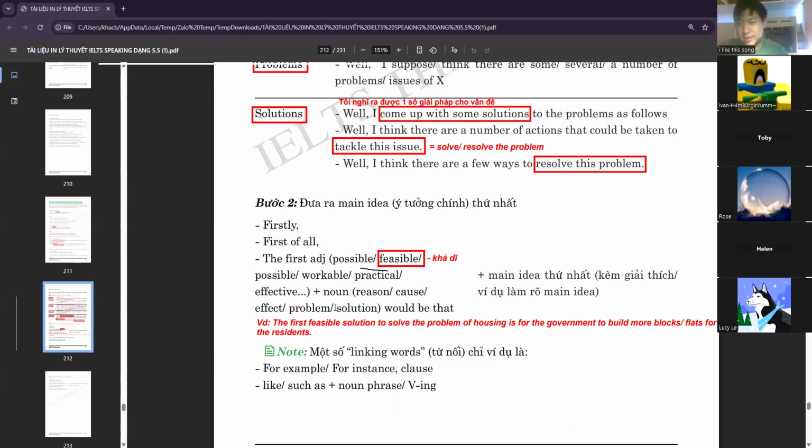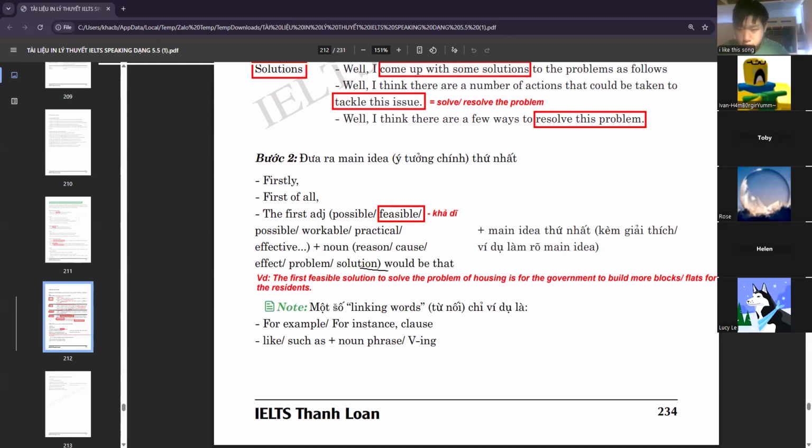However, it is suggested to make a small example to gain some more points for coherence and cohesion. Basically, you would say "for example" or "for instance", and then give a small example of your solution. So, for example, the first feasible solution to solve the problem of housing is for the government to build more blocks or flats for the residents.